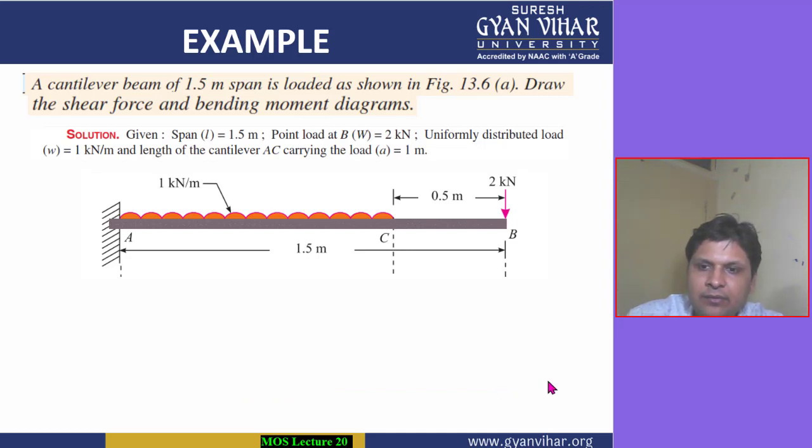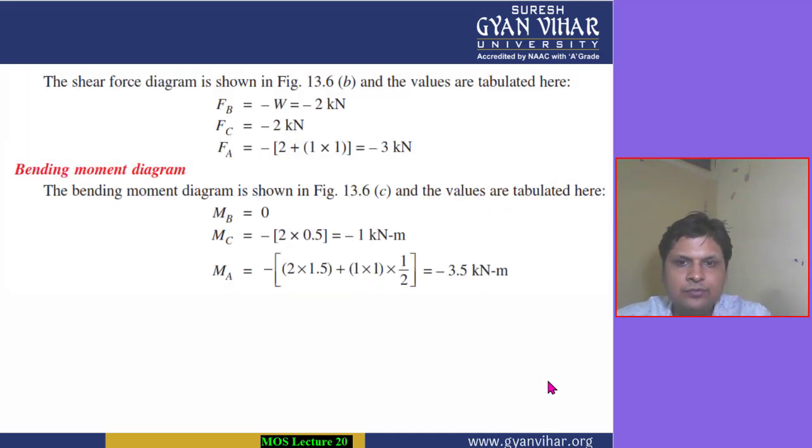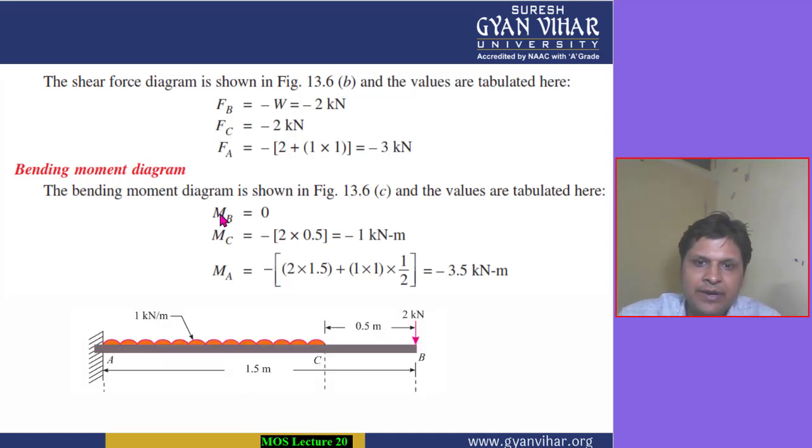So shear force diagram was easy. Now for bending moment diagram, more calculations we will have to do. What are those calculations, students? In bending moment diagram, we all know that at the point B, what will be the bending moment? At the end, always the bending moment is equal to 0. So at B, the bending moment value is 0.